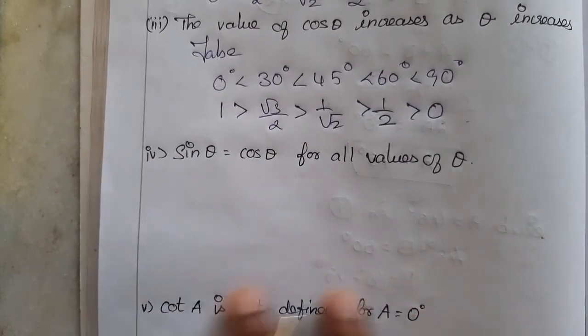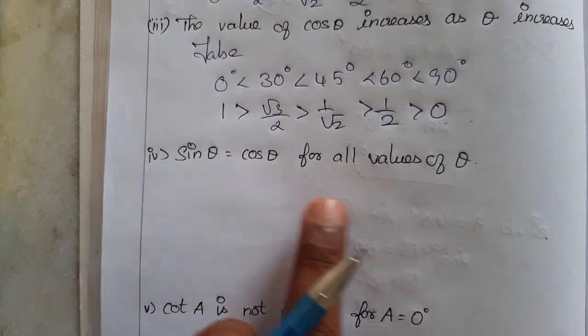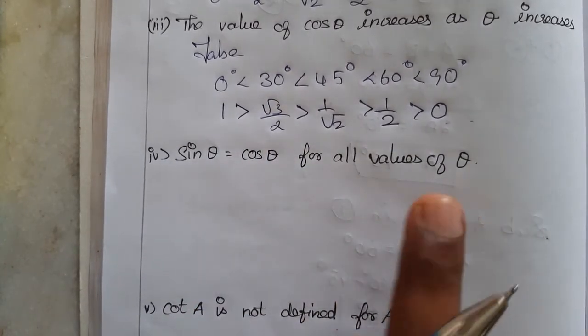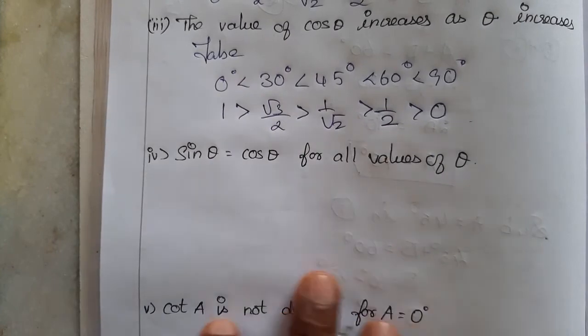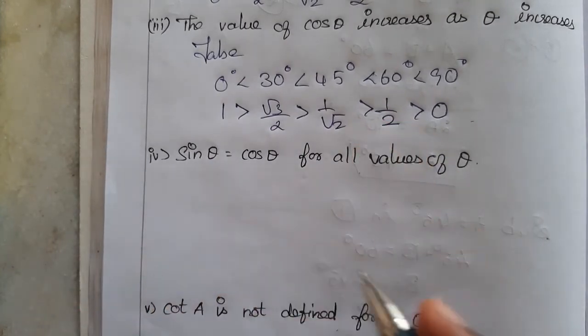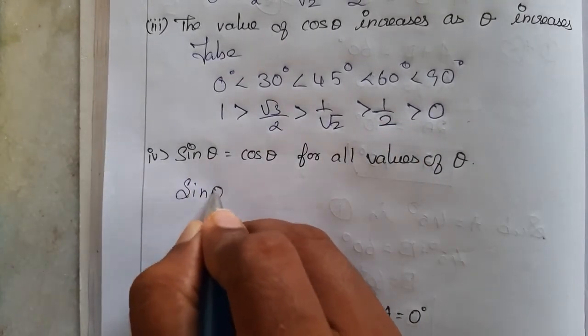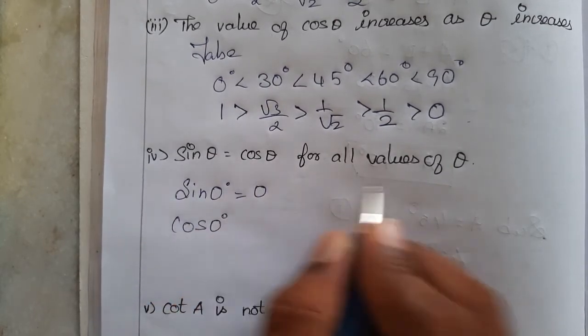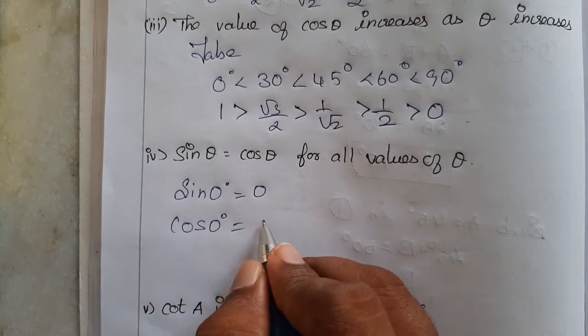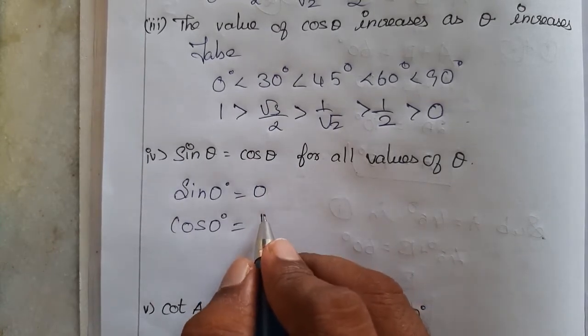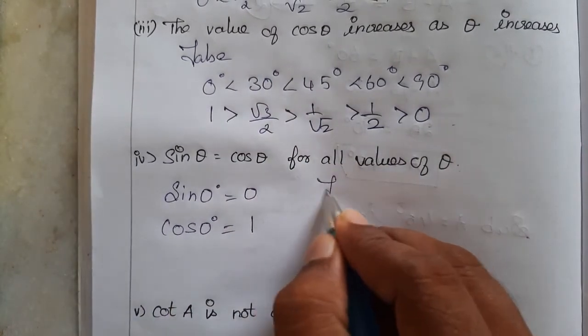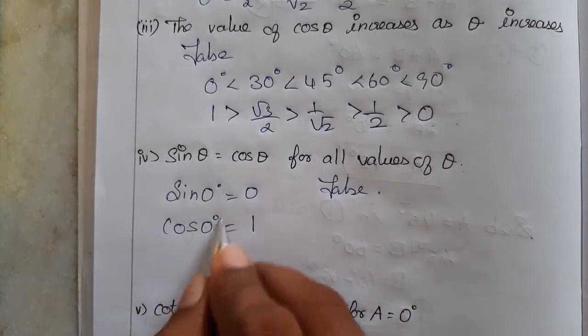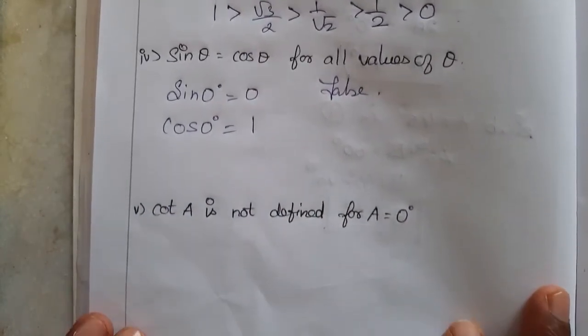So next, sin theta is equal to cos theta for all values of theta. Is it true or false? Sin theta is equal to cos theta. Let me consider sin 0 degree, which is 0. What about cos 0 degree? It is 1, right? Both are the same? No. So it is false, since even 0 degree itself failed.